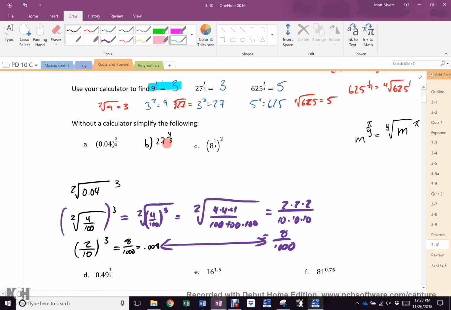Okay, what's this one? Right away, should take 2 seconds. 3, cube root of 27, 27 to what power? 4. What's cube root of 27? 9 times 3 to the 4th power, which is what? 81. See how easy it is? Oh, wait, can we do that slowly?